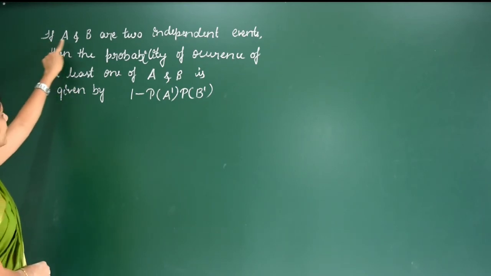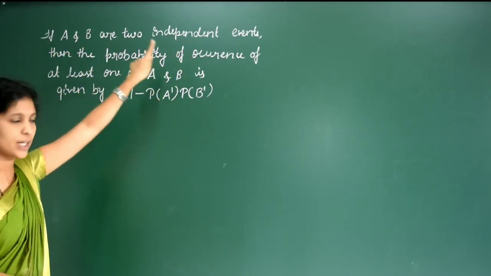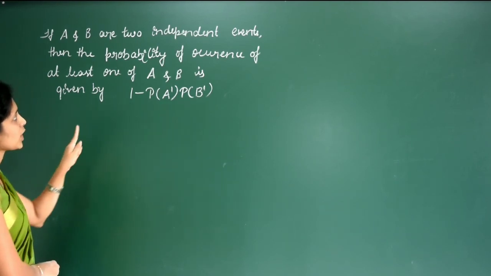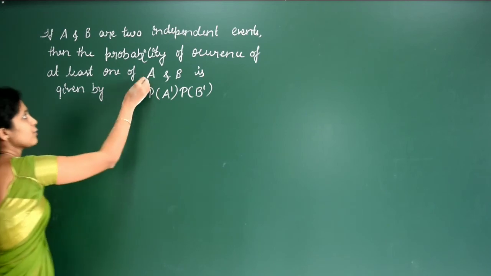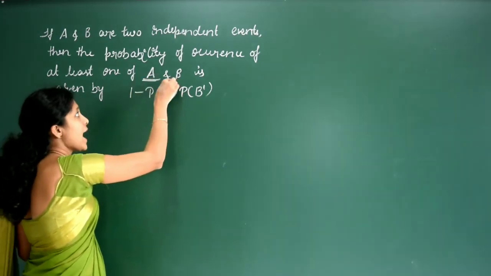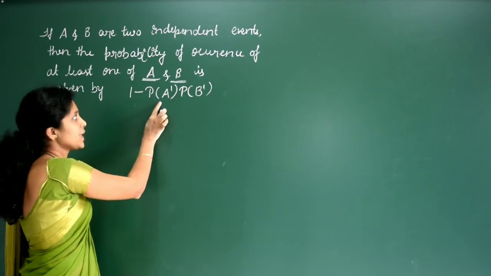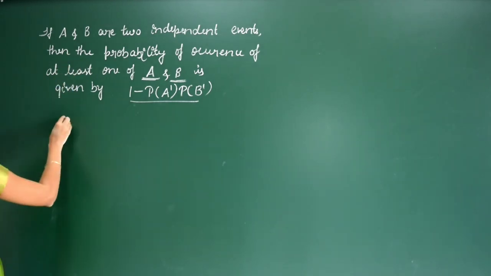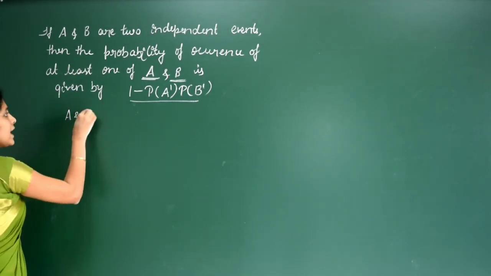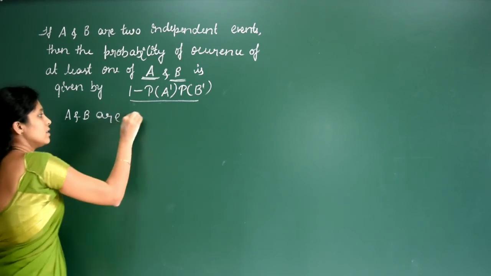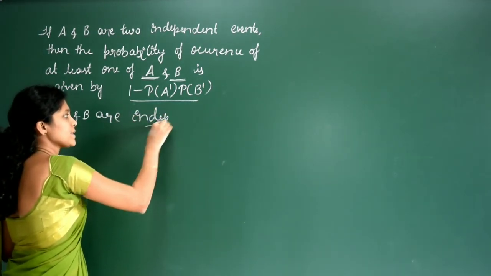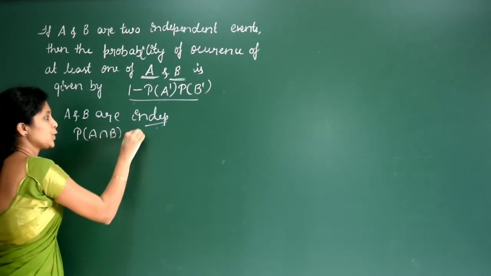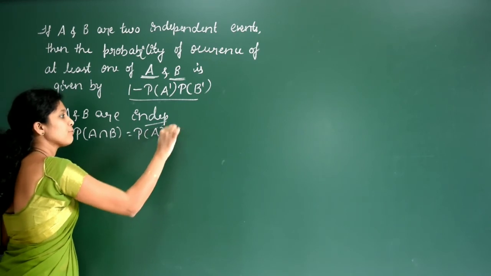Now see this one. If A and B are two independent events, then the probability of occurrence of at least one of A and B is given by 1 minus P of A dash into P of B dash. We need to prove this one. First let us start. It is given that A and B are independent, so we can write P of A intersection B will be equal to P of A into P of B.